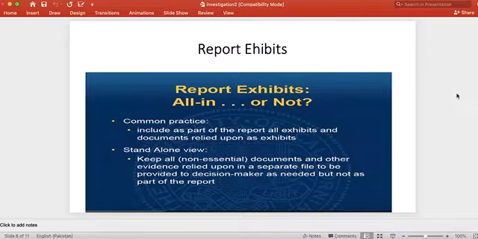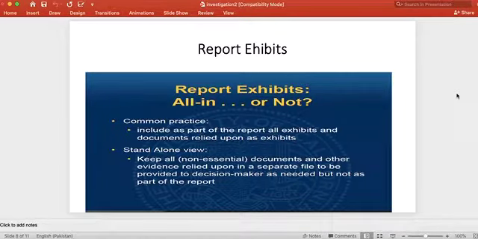What are the report exhibits? The common practice about report exhibits is to include as a part of the report all exhibits and documents relied upon as exhibits. I mean, whatever documents have been used by the report writer may be attached with it. These are the report exhibits. Sometimes we put all the report exhibits with the report, or sometimes we do not do so.